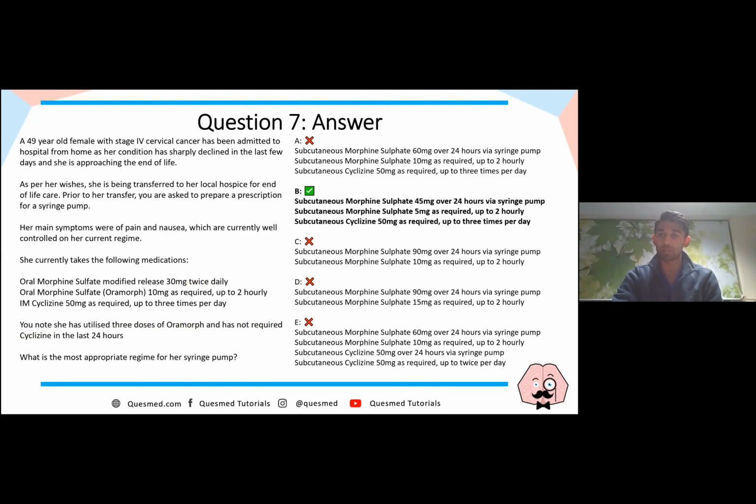And the reason is because they've got the new regular and breakthrough doses correct. So subcut morphine 45 milligrams in 24 hours via syringe pump, and then 5 milligrams top up or breakthrough up to 2 hourly. Both of those are subcutaneous, and then PRN subcutaneous cyclizine. Okay. Hopefully that is now clear.